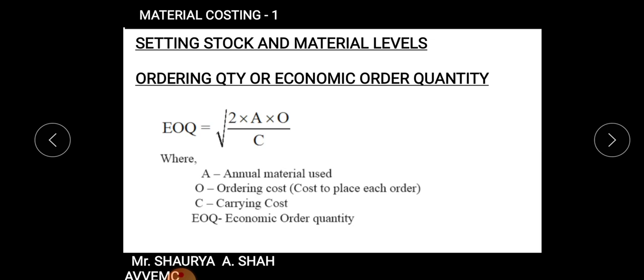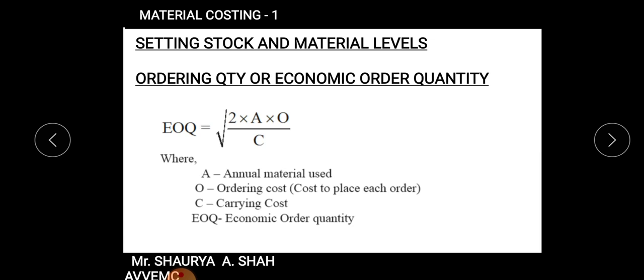Annual material which is used, right? So it is the entire annual consumption, or the quantity which is consumed in a year. So in the sum, they will give you particularly the entire quantity or the material which you are going to consume for the year. So that you will take here.